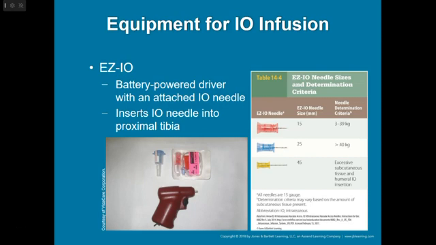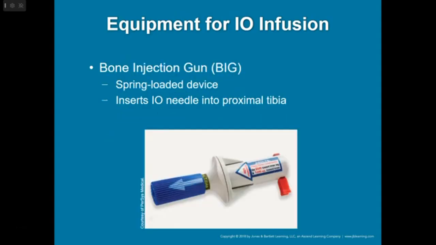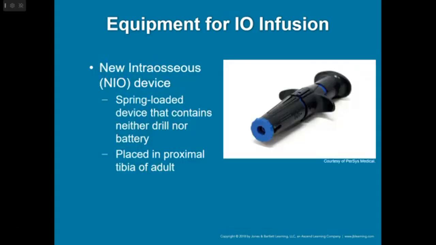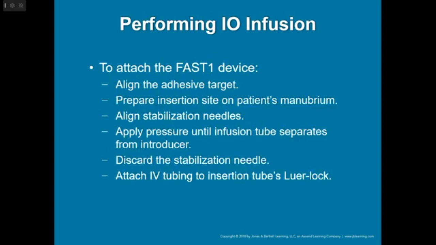And it says there it inserts the IO into the proximal tibia. Just know you can use that EZ-IO in any of those sites. Any IO site. It doesn't have to be that proximal tibia. Again, just another brand. The big spring-loaded device inserts IO into the proximal tibia again. Just a different brand. There's another one, the new intraosseous device. Spring-loaded device that contains neither drill nor battery. You just push it down and it shoots it in there.